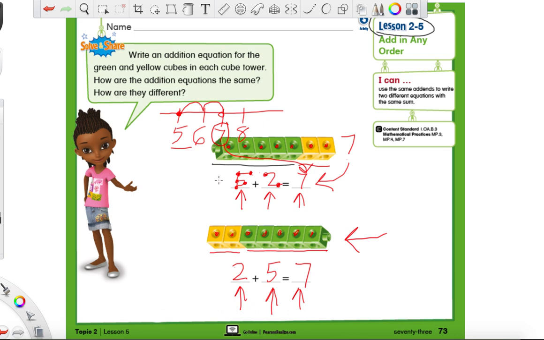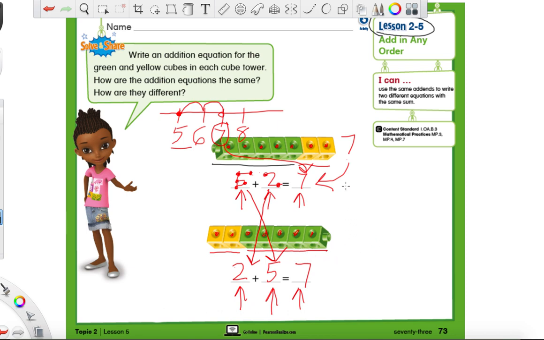How are these two number sentences different? How are they different? Well, for starters, what they did was they took the 5 and put it on the other side here. And same thing with the 2. They put it on the other side of the plus sign. So the cool thing that they are showing us right now is that if we have 2 numbers, it doesn't matter which order you put them in. You could say 5 plus 2, or you could say 2 plus 5. You can do this with any set of numbers you like.